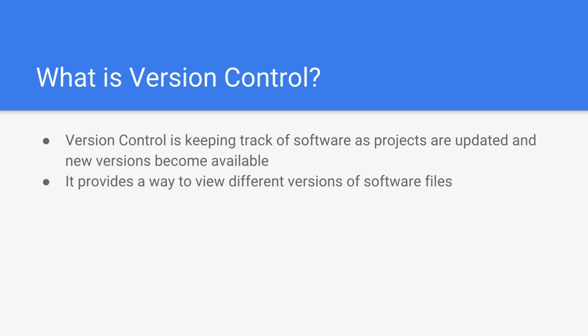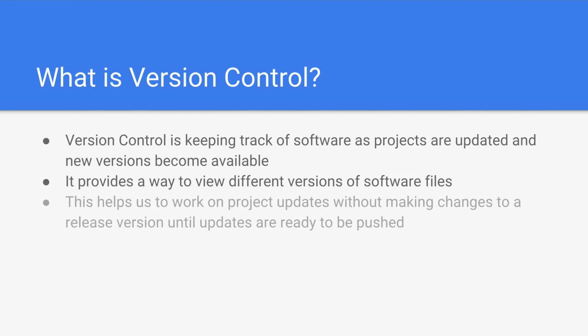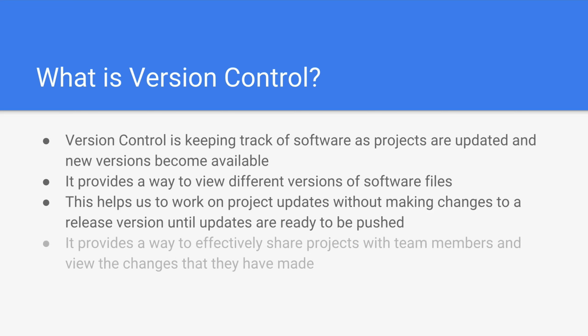Well, it will be hugely beneficial for us to be able to keep track of what has changed throughout all of these versions, as maybe we'll need to revert back to previous versions or just see how things have changed over time. This also allows us to work on project updates without making changes to a release version until updates are ready to be pushed. This is again massively effective because if we want to add new features or just an entirely new version to our software, we don't want to mess up the existing version that is out there.